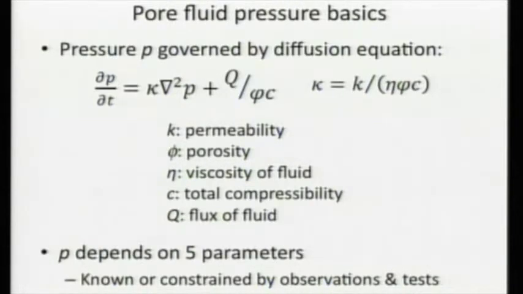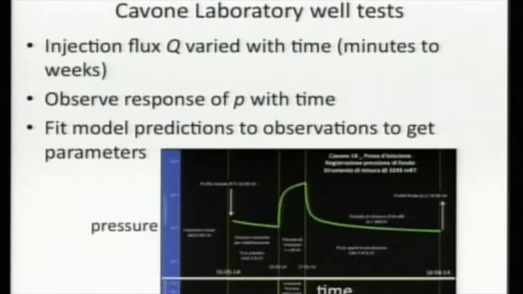And so what we need is something like a test, like the injection test carried out by the Cavone laboratory. This is a plot showing the pressure as a function of time for one of the tests in the Cavone well. In this case, the injection flux was varied on time scales from minutes to weeks, and the pressure response can be observed on time scales of minutes to weeks. And so a fit can be obtained, fitting the model predictions to the observations, to obtain these parameters in the vicinity of the well.